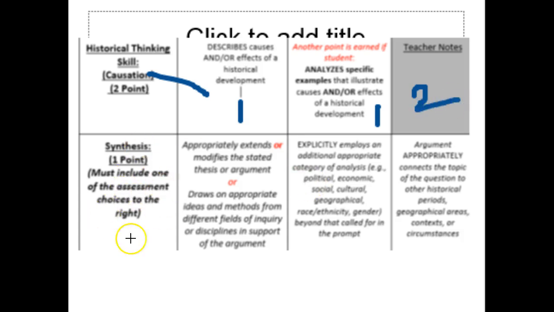Now again, synthesis, you look at this as a very important thing. And you can get synthesis in many ways, but do you appropriately extend or modify the stated thesis or argument? Hopefully you do that, but do you draw on appropriate ideas and methods from different fields of inquiry and disciplines in support of the argument? And do you explicitly employ an additional appropriate category of analysis, that is political, economic, social, all those things, and does your argument appropriately connect the topic of the question to other historical periods, as it says right here?